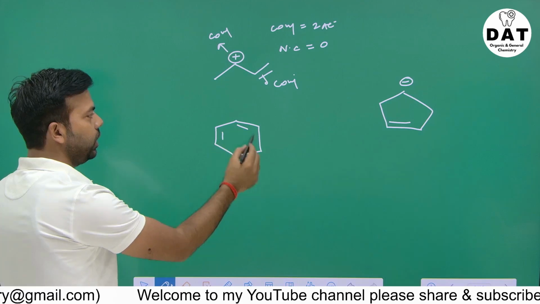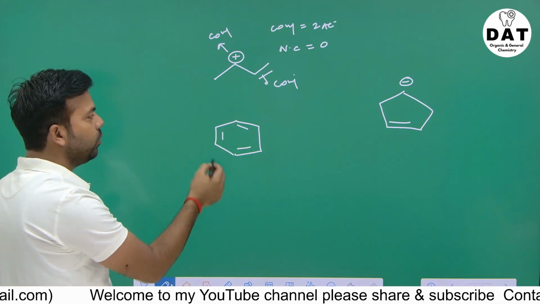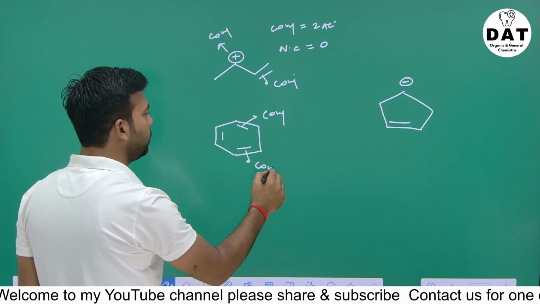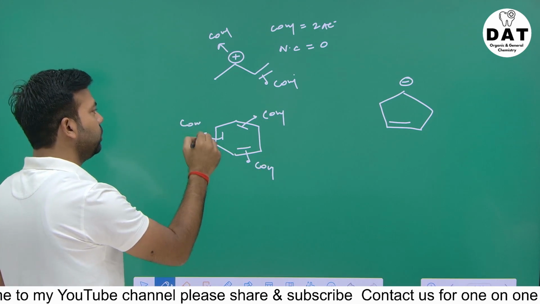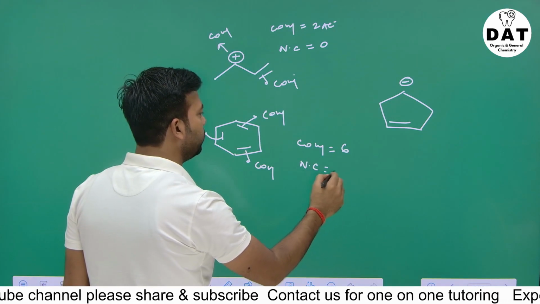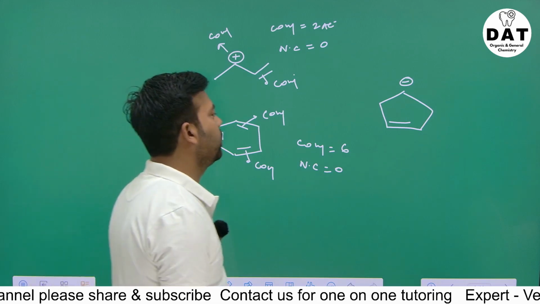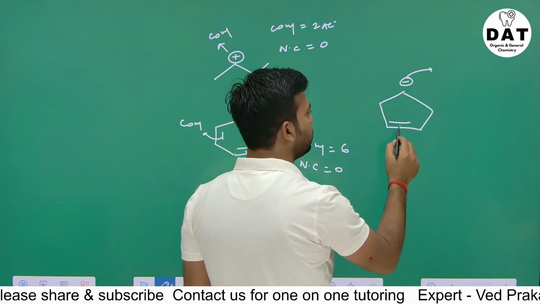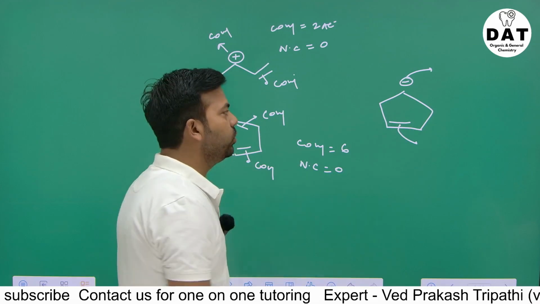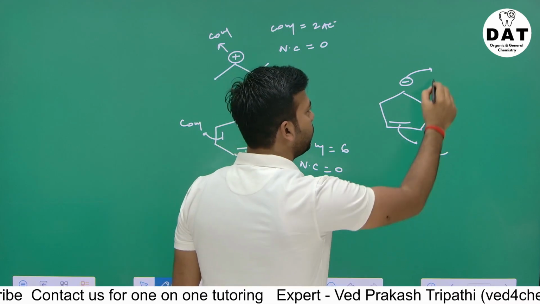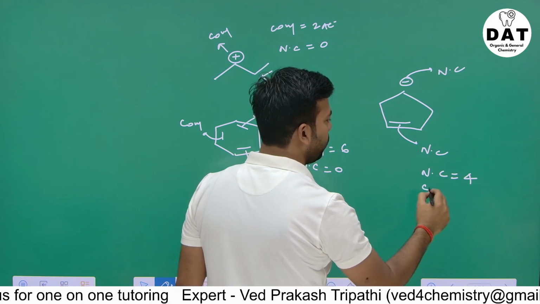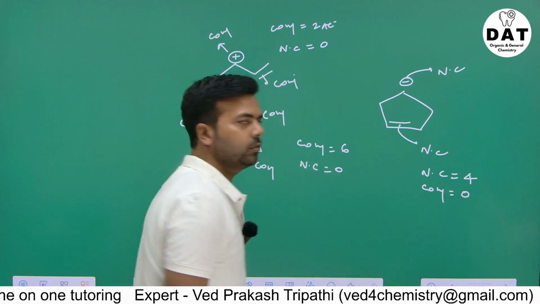In this case, everyone is in alternate. All the double bonds are in alternate, so all the double bonds are conjugated. So conjugated is here 6 and non-conjugated is 0. Third case, this negative charge and this double bond are not in alternate. We have two single bonds. So this is non-conjugated, this one also non-conjugated. So non-conjugated is here 4 and conjugated is here 0. Clear?